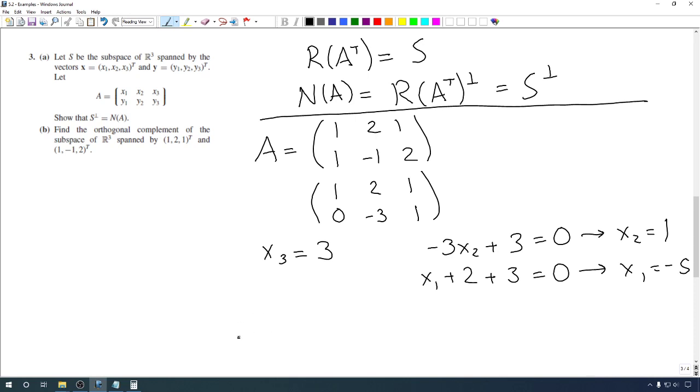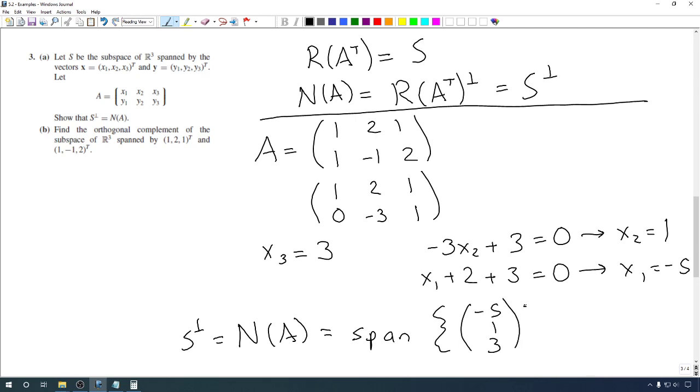So we can see here the null space of A, or in fact, you could say the orthogonal complement of S, where S is the subspace spanned by 1, 2, 1 and 1, negative 1, 2, is in fact the space spanned by the single vector. Sorry, we need to start with the negative 5, 1, 3. Okay, let's leave it with that. So we're spanned by that one single vector.